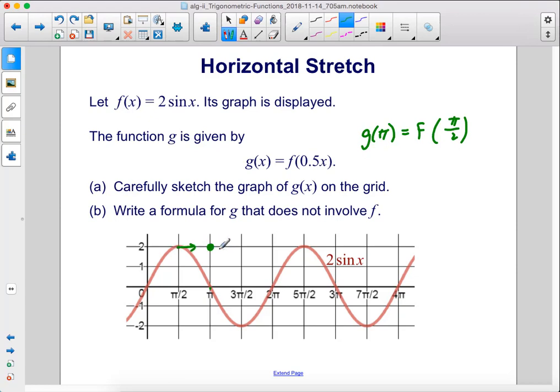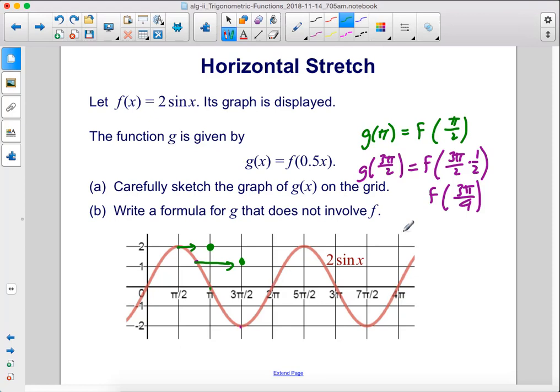So this point has moved there. All right, so let's pick another point. How about this minimum here, this 3 pi over 2. So g of 3 pi over 2 equals f of 3 pi over 2 over 2, or we could just multiply by 1/2. So this becomes f of 3 pi over 4. So what is f at 3 pi over 4? So that's 3/4 pi. So this value here is now going to be the value at 3 pi over 2 here. All right, so this point has moved there.